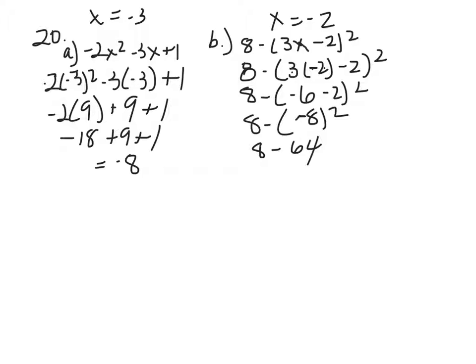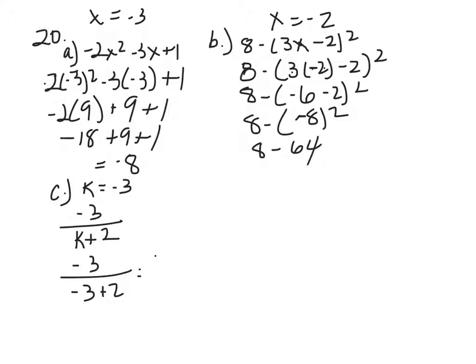How about C? C says K needs to equal negative 3, and our formula is negative 3 over K plus 2. So that would be negative 3 over negative 3 plus 2, which is negative 3 over negative 1, which is 3. Negative divided by a negative.